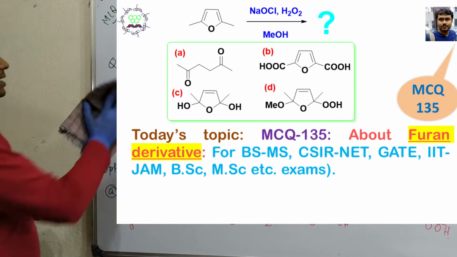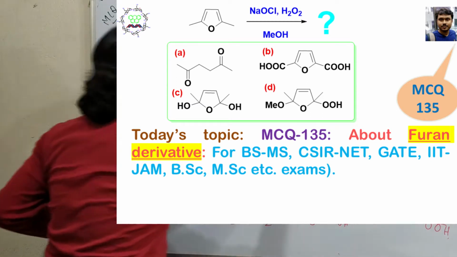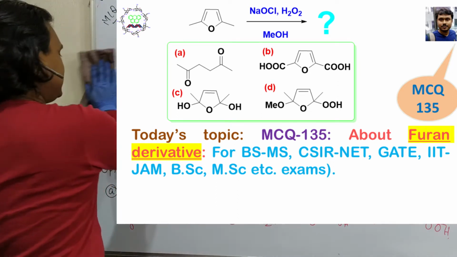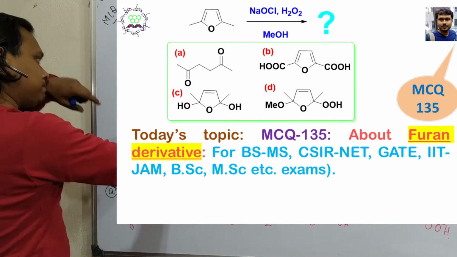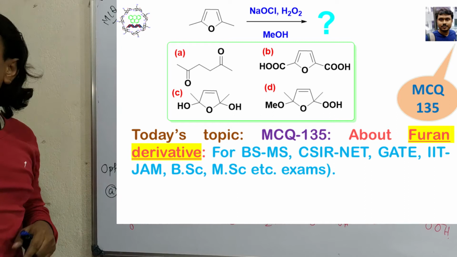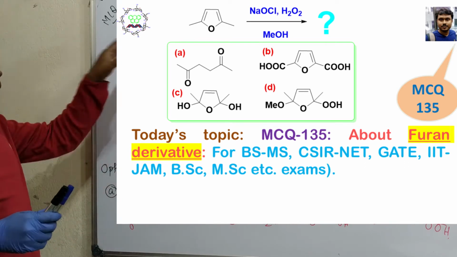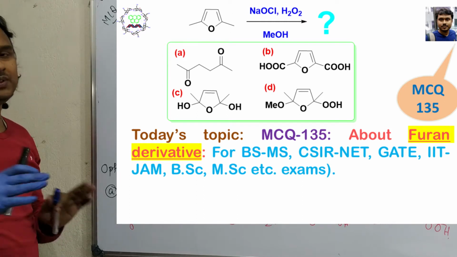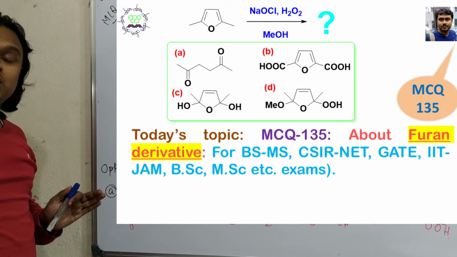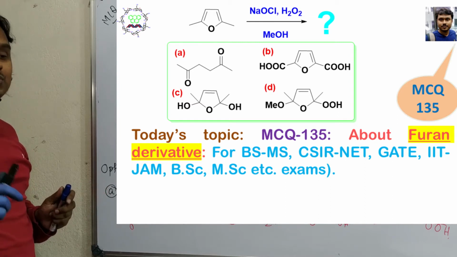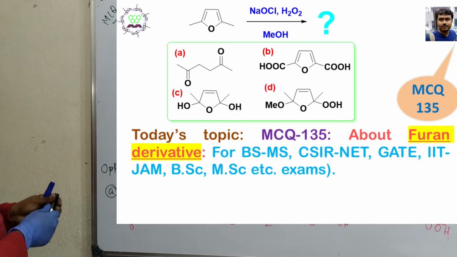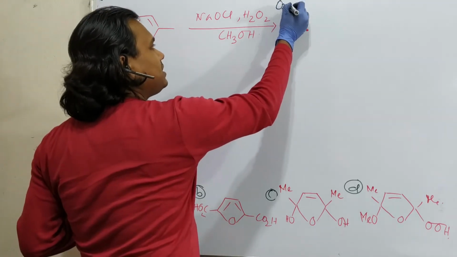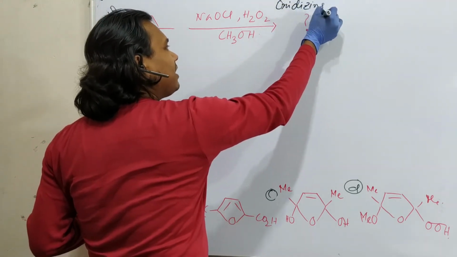So let me explain. It's a very easy thing. See, it's a furan and the reagent is sodium hypochlorite and hydrogen peroxide. It's an oxidizing agent. By the way, I have uploaded lots of basic chemistry lectures and MCQs on heterocyclic chemistry, 5-member heterocyclic chemistry, 6-member heterocyclic chemistry, aromatic electrophilic and nucleophilic substitution, everything. Please visit those lectures if you have any difficulty, because I made a complete set of lectures for you.